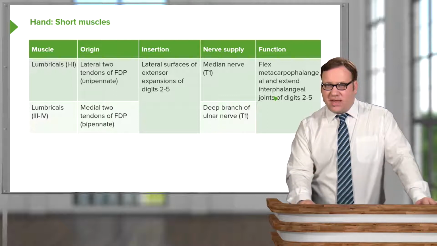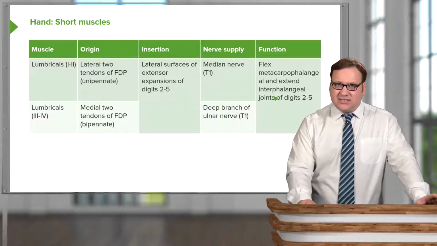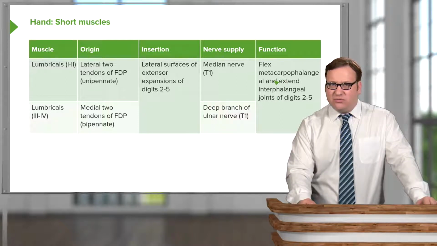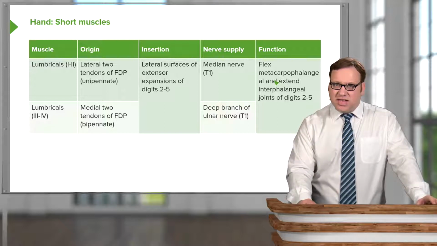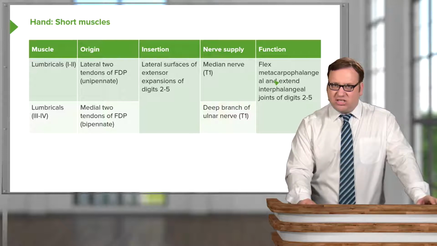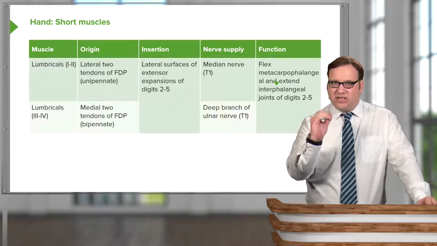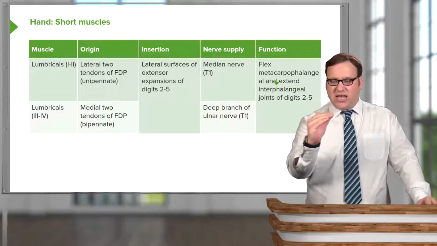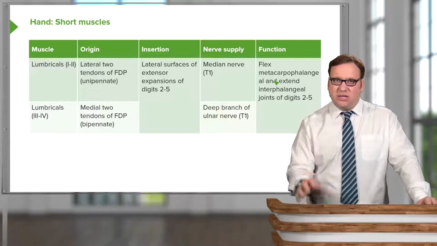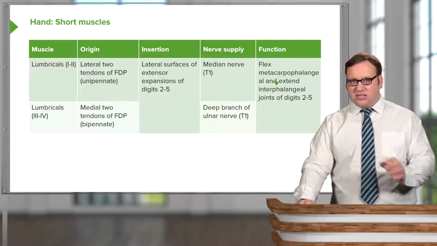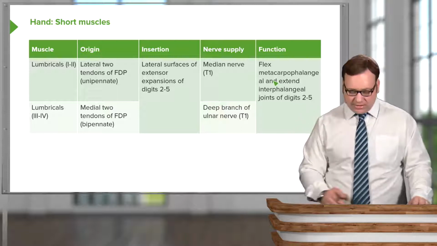And that is because of their position. They run anterior to the metacarpophalangeal joint, so they can flex it. And by passing to the extensor expansion, they're running posterior to the interphalangeal joints. So contraction of these muscles allows flexion of the metacarpophalangeal joint and extension of the interphalangeal joint. This position is important if you're holding a pencil, if you're about to write. So these muscles are important for the digits to assume complex positions.